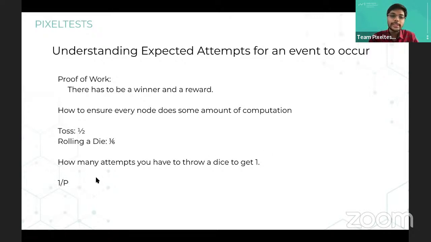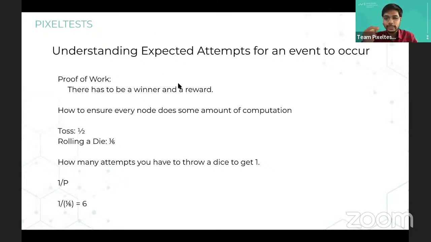Right. So now the expected number would be 1 by P. So now the probability is 1 by 6. And the expected number of attempts would be 6. Right. So in a general scenario, if at all we have to say how many attempts it would take, n number of attempts. But the expected number of attempts, for us to do an approximation, we do 1 by P, the probability of that event to occur, and we'll get to an expected attempt.